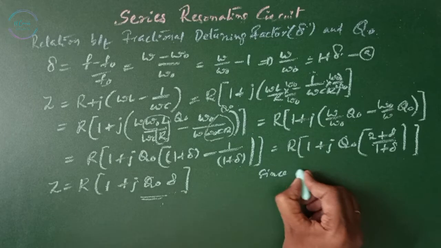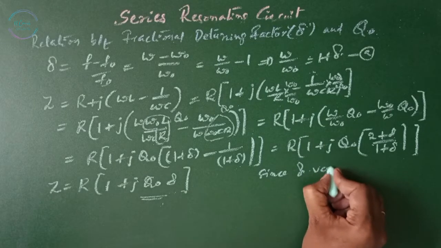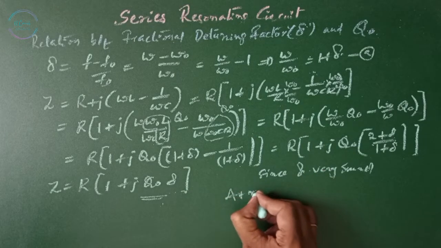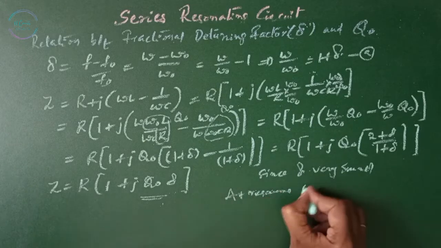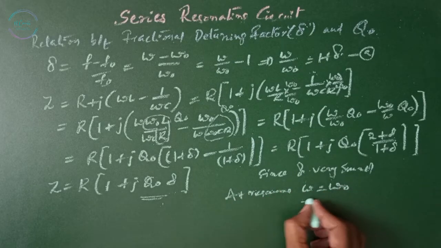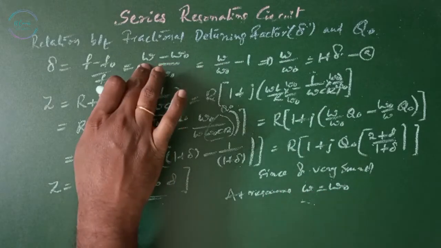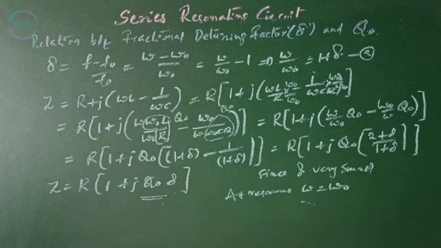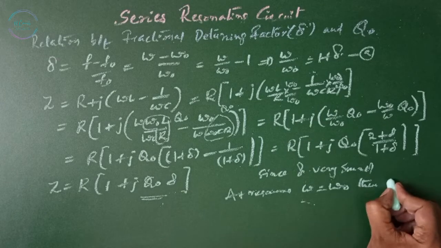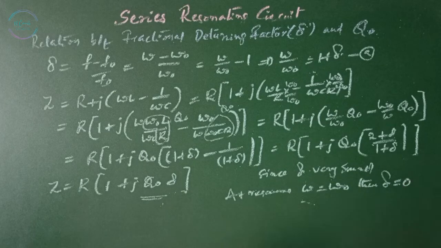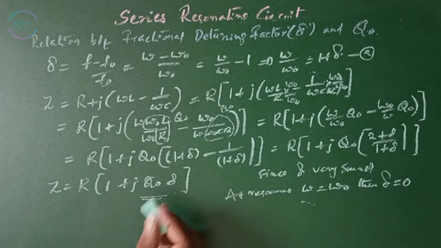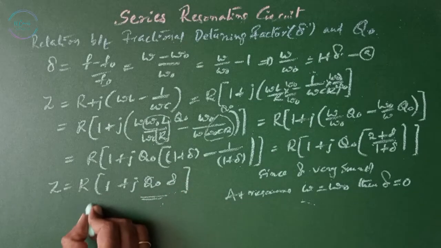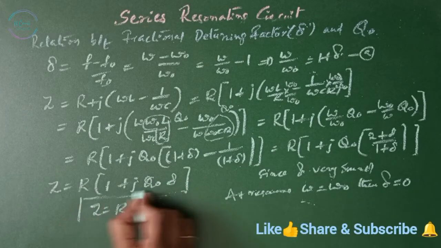Since delta is very small usually, and at resonance what happens? Omega equals omega naught. Now, if you substitute this in this equation, omega equals omega naught, so omega naught minus omega naught is nothing but 0. 0 by some value is again 0. Then the detuning factor delta equals 0. If this is 0, this term will be 0. So at resonance what happens? Z will become equal to R.